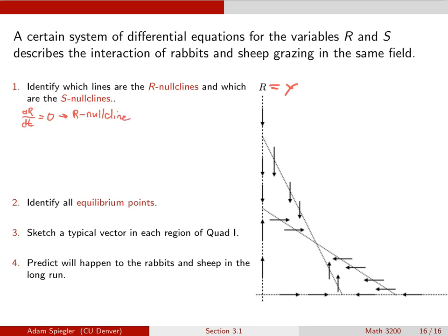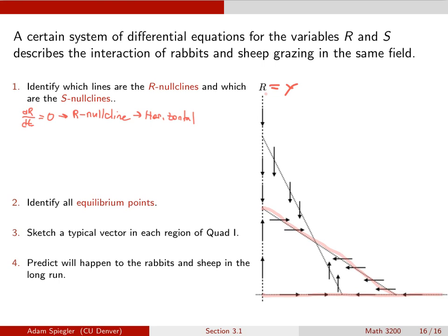And if dR/dt is equal to 0, R again is our Y, then that means these vectors are going to point horizontally. And so I'm going to indicate these R nullclines, these curves where all of the vectors along them are pointing horizontally. I'm just going to sketch that in red. So that would be this one here, and that would be this one down here. So those would be our R nullclines.